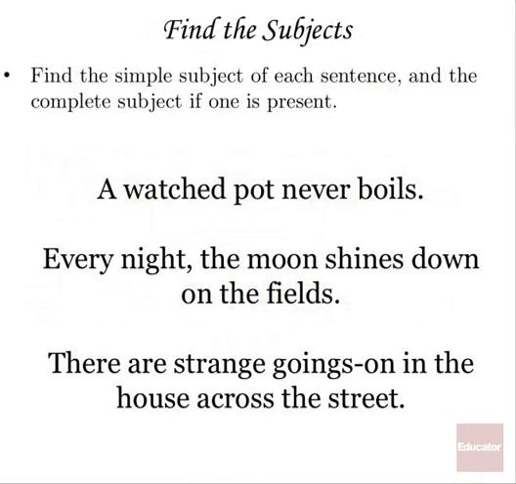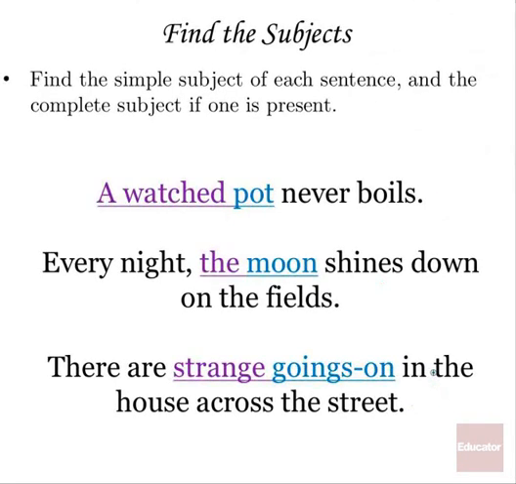Take a look at these sentences and find the simple subject of each sentence and the complete subject if there is one. A watched pot never boils. Every night the moon shines down on the fields. And there are strange goings-on in the house across the street. Take a good look, pause if you need to. And there you have it.